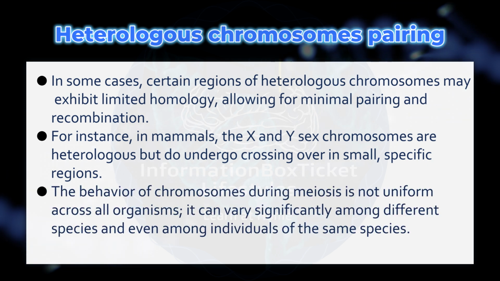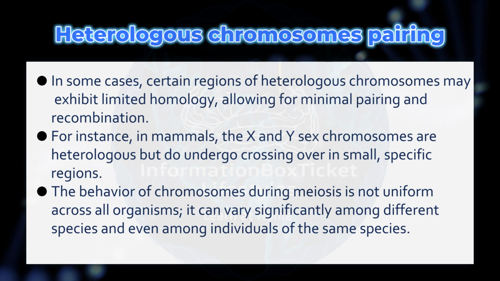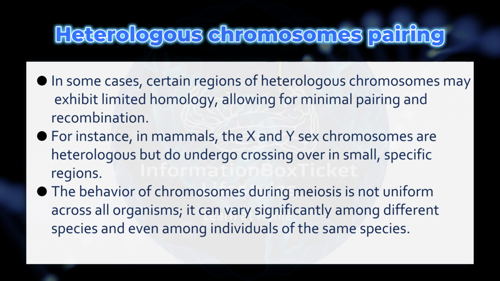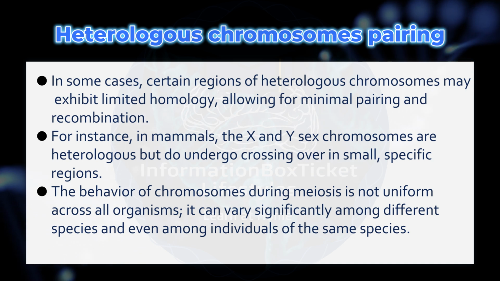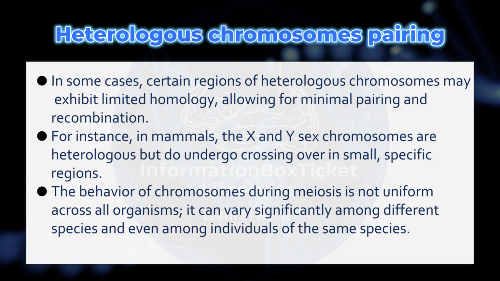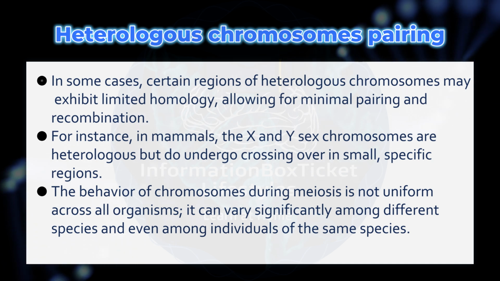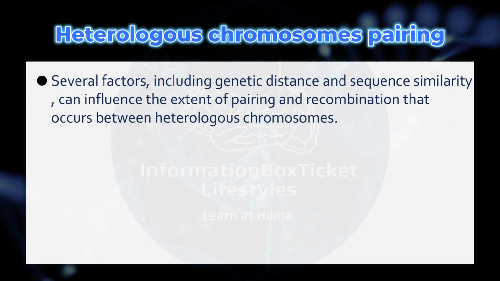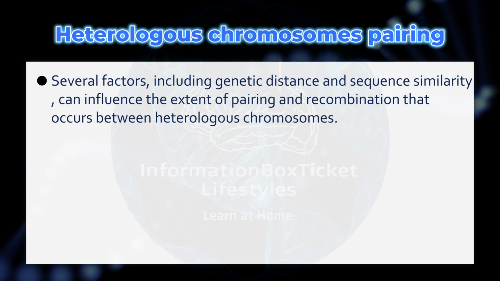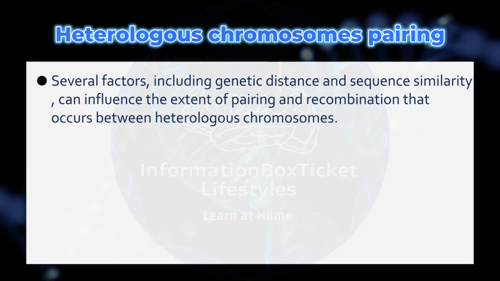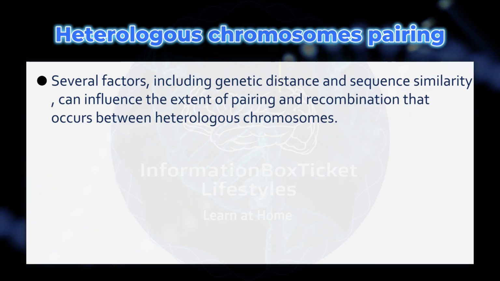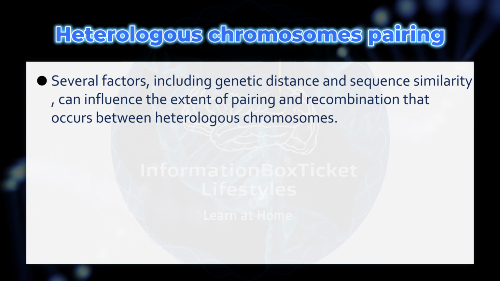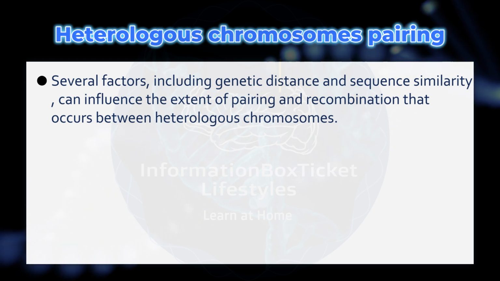The behavior of chromosomes during meiosis is not uniform across all organisms. It can vary significantly among different species and even among individuals of the same species. Several factors, including genetic distance and sequence similarity, can influence the extent of pairing and recombination that occurs between heterologous chromosomes.